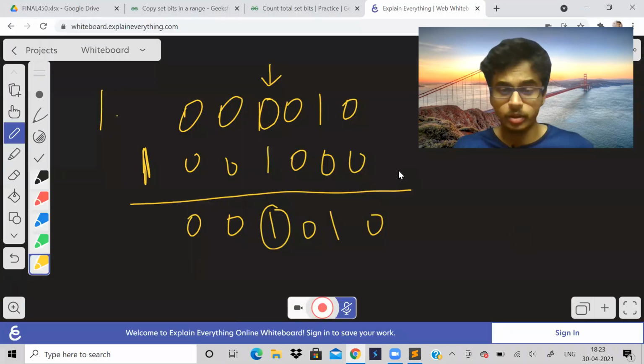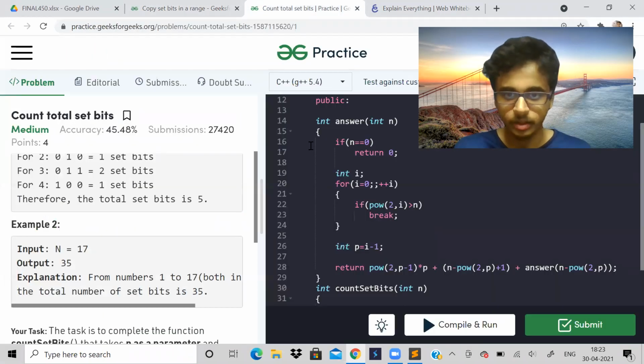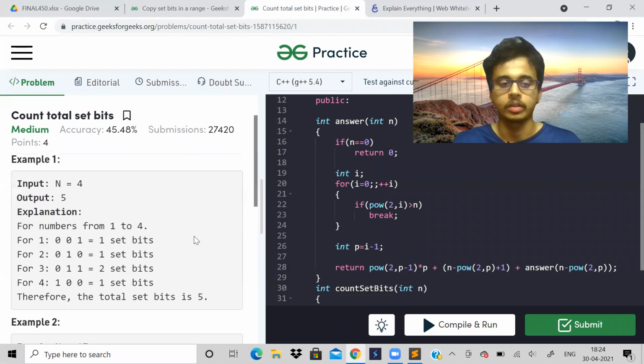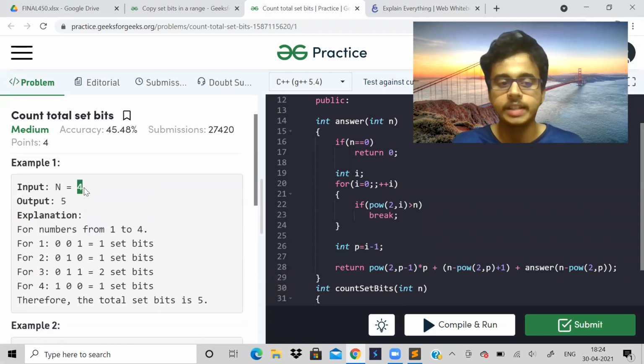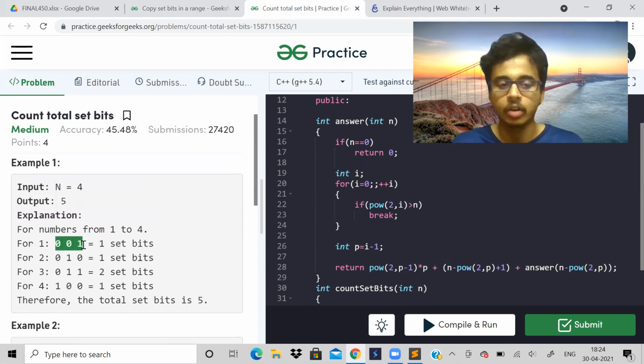Okay, so I hope you are clear with that problem. Let us move to the next one. See, this problem is very straightforward. Given a number n, find the total count of set bits for all the numbers from 1 to n. So you can see this example, if n is equal to 4, for all the numbers from 1 to 4, we have to find count of set bits. So set bit, I think now all of you know, it means 1. Wherever 1 is there in binary representation, that is set bit.